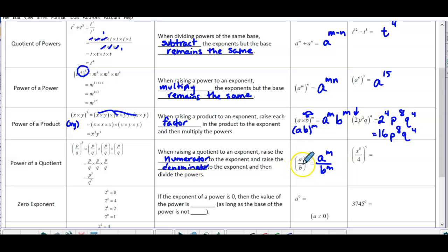If you could have simplified a over b, I would do that first. Think of order of operations before raising it to the exponent m. And we know here that b can't be 0.